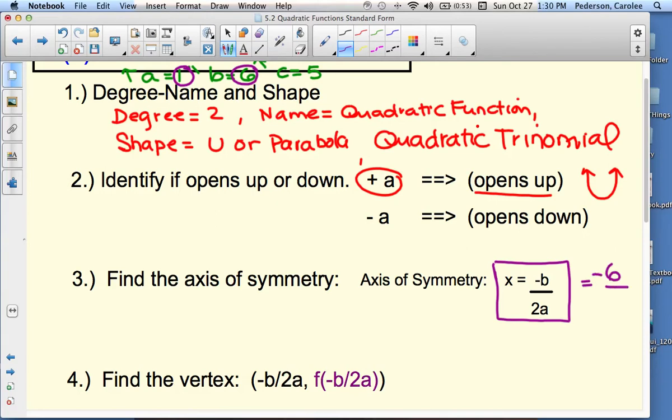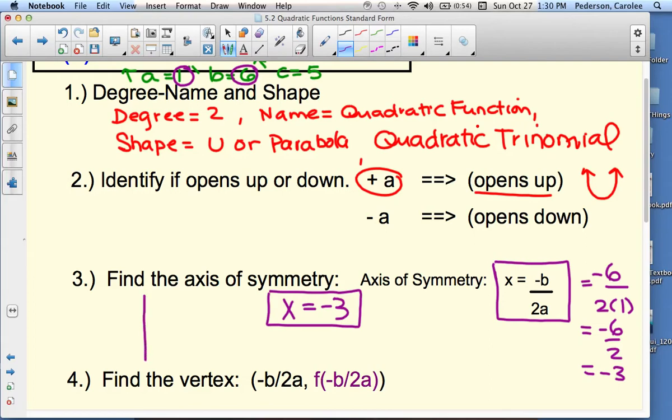6 with an opposite, so it's negative 6, over 2 times a, and a is 1. Now we'll just simplify that fraction. Negative 6 over 2 is negative 3. So our axis of symmetry equation is x equals negative 3. Our line of symmetry that's vertical is that x equals negative 3. So if we imagine our coordinate plane, we would go over on the x-axis 3 units, and we would draw an imaginary line. And that's what our axis of symmetry line would look like.